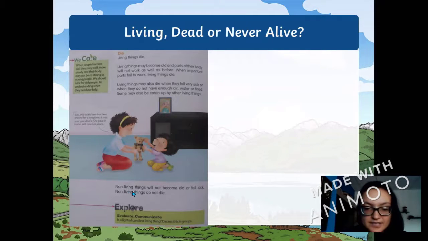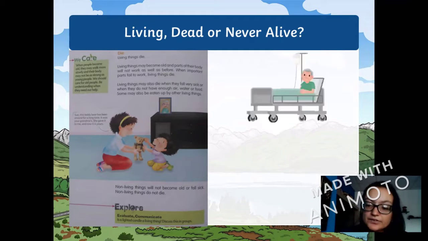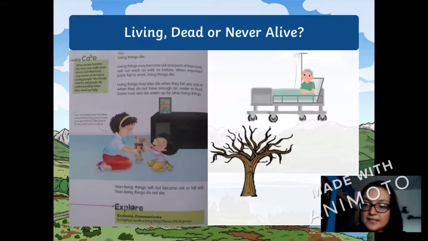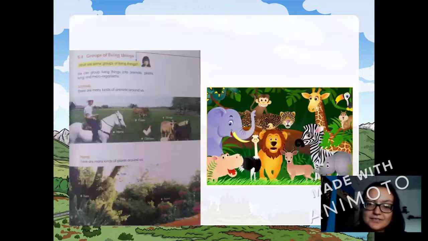So non-living things will not become old or fall sick. Non-living things do not die. Actually, they cannot die. So as you can see here, people get sick, the same as the trees and animals. So let's continue. This is page 65.